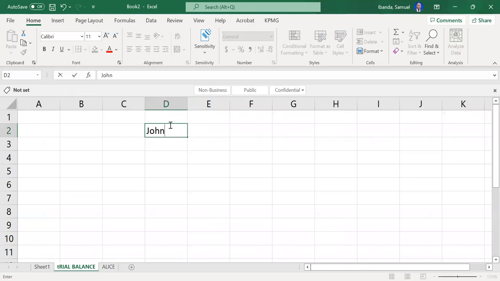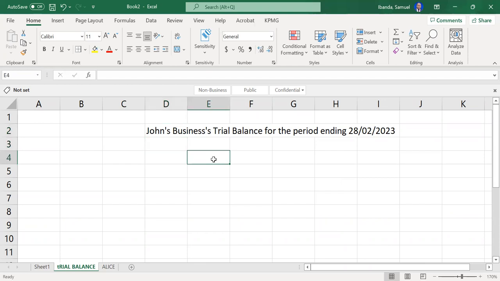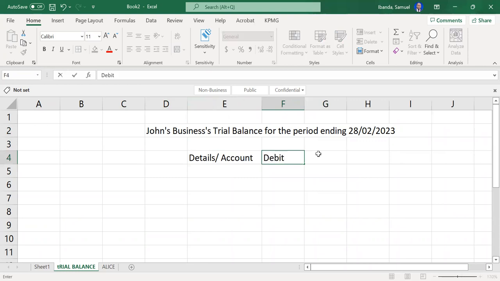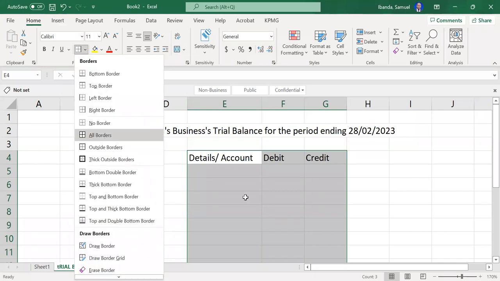I'll say Johnny's business trial balance. This is for the period ending 28/02/2023. So usually write the details. Sometimes they can call this account, and you usually have a debit and a credit. Now, a trial balance does not have a debt on each of the transactions. So we're going to see how that appears.